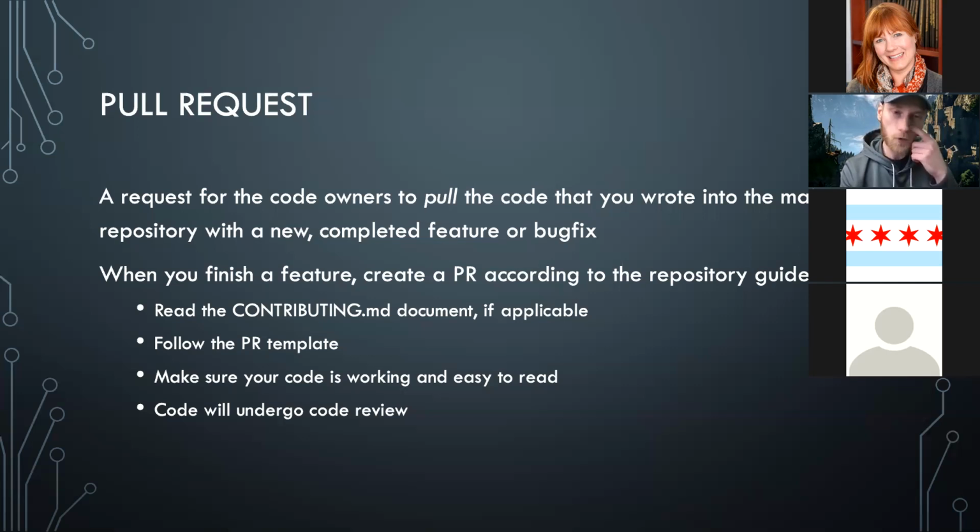So after you make a pull request, that pull request will go into code review. The owners of that repository will look at your code and your pull request and determine whether or not it's good enough to merge. They can add comments to it, and then you can update your pull request as well.